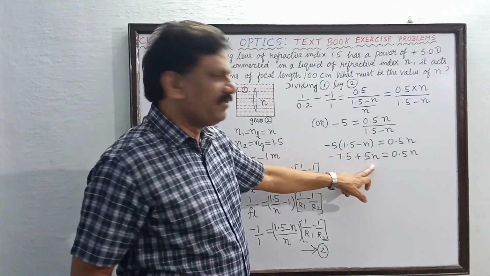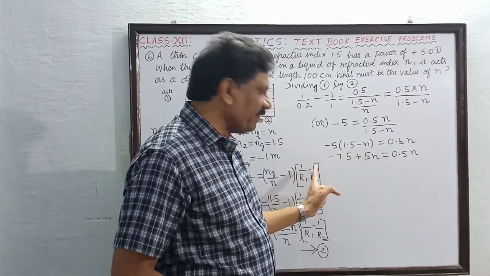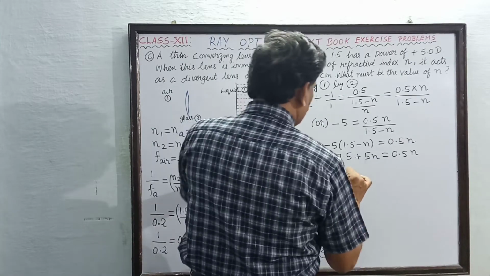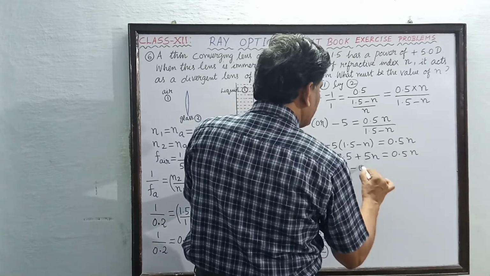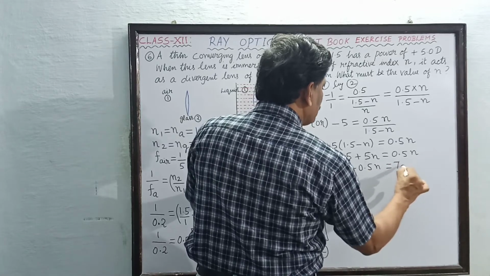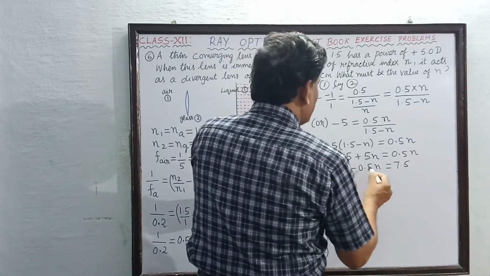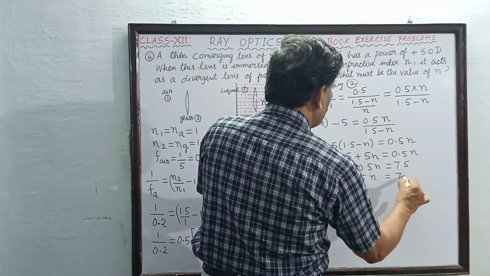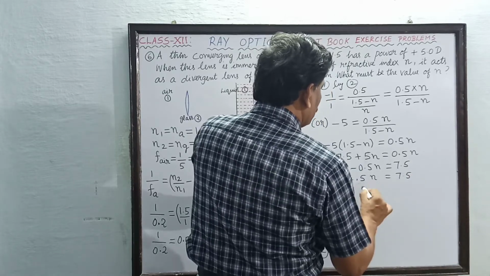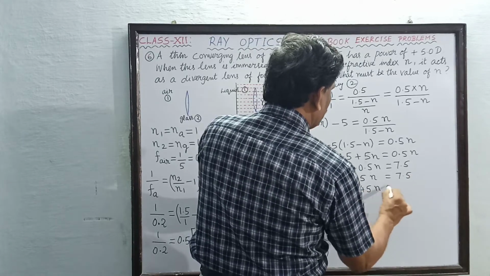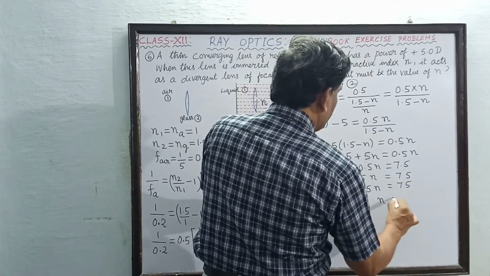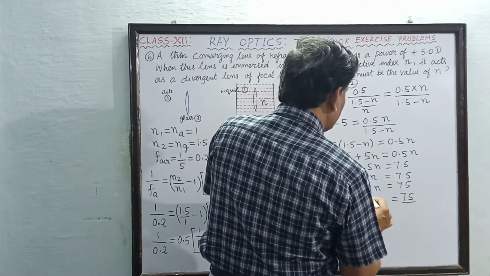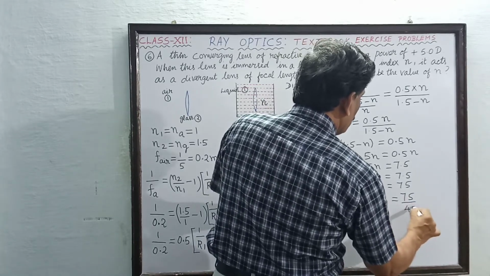Now we want to find the value of n. Therefore 5n minus 0.5n, I will take to the left hand side, and minus 7.5 will go to the right as plus 7.5. So 5n minus 0.5n is equal to 7.5. So this is now 4.5n is equal to 7.5. Or 45n is equal to 75, and n is now equal to 75 divided by 45.